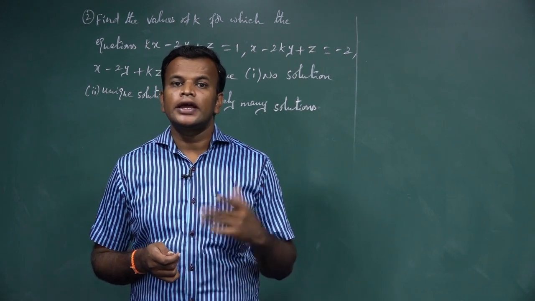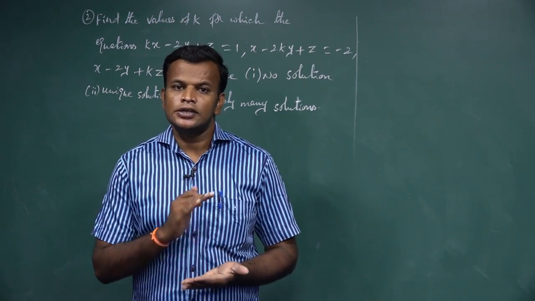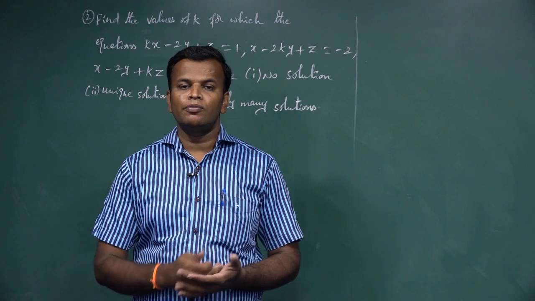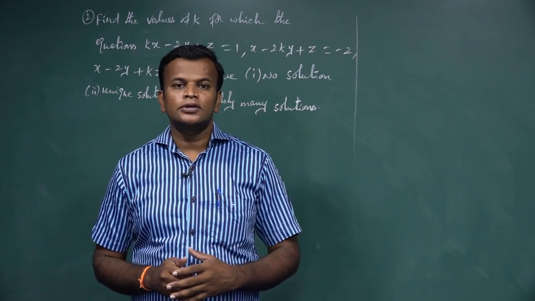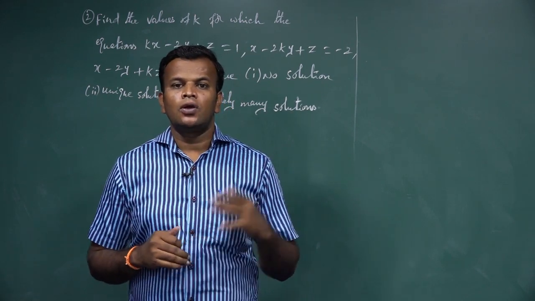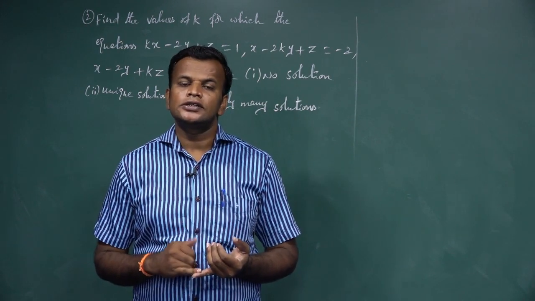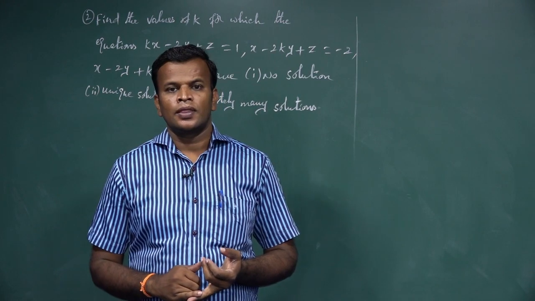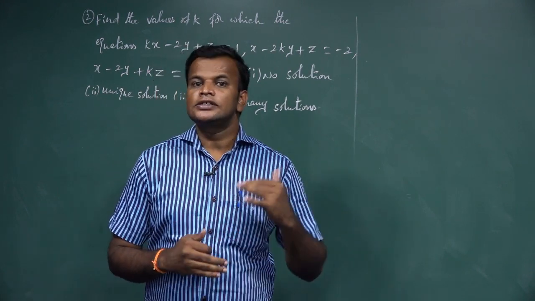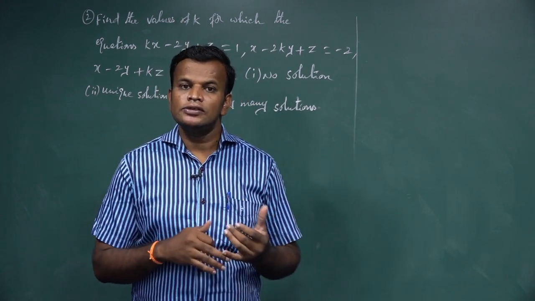In the third case, suppose rank of [A|B] and rank of A are equal to 1, then the system is consistent and has infinitely many solutions. And the fourth one: suppose the ranks differ, rank of [A|B] is not equal to rank of A, then the system is inconsistent and has no solution. Now you see the same exercise, the next model sums, using the values of k to find the solutions.